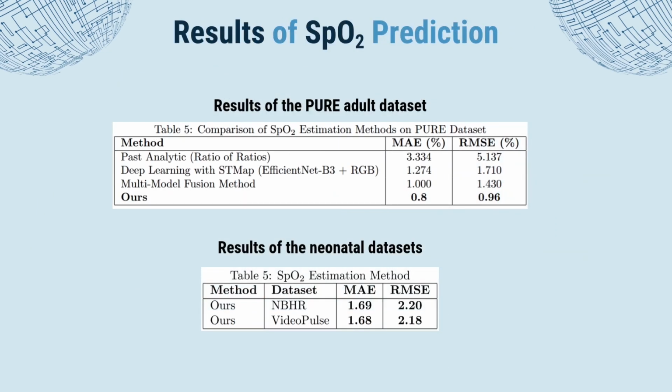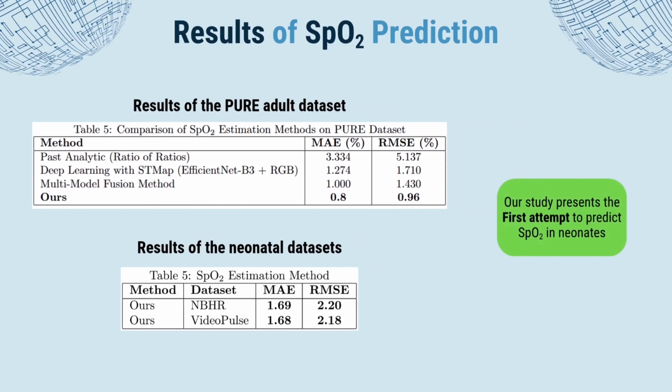For SpO2 prediction, we achieved a mean absolute error of 0.8 on adult datasets. On the neonatal side, our model reached 1.69 on the NBHR dataset and 1.68 on our own VideoPulse dataset. This is the first study to predict SpO2 levels in neonates using facial videos.